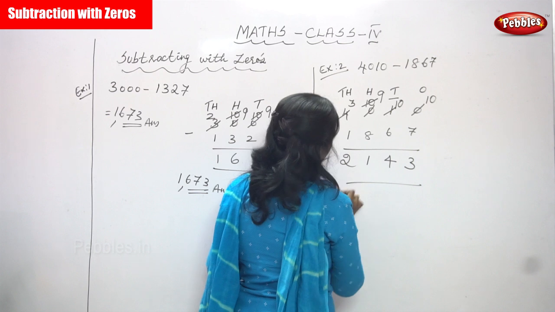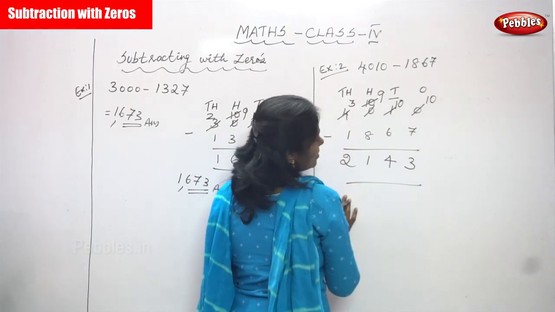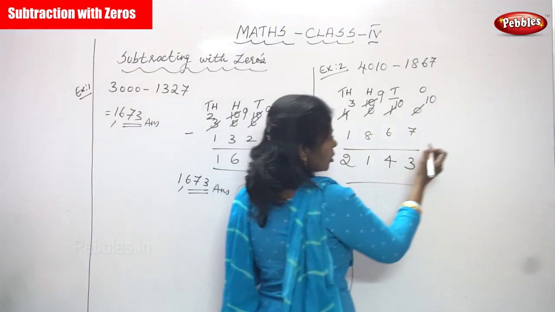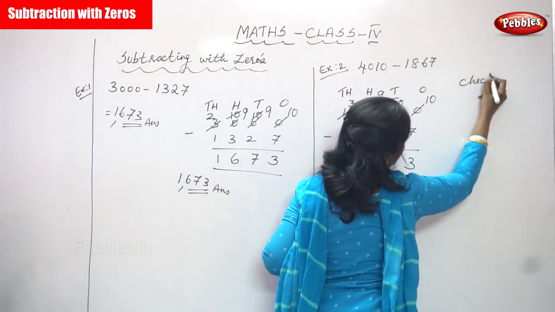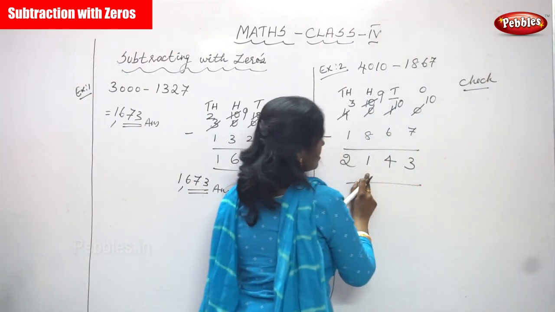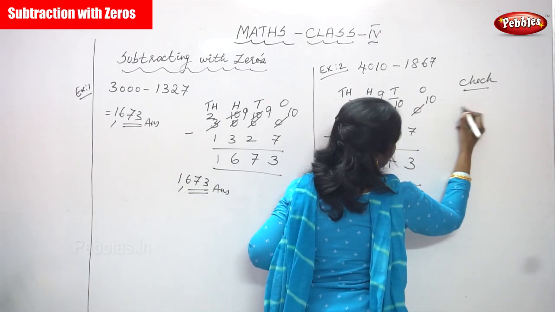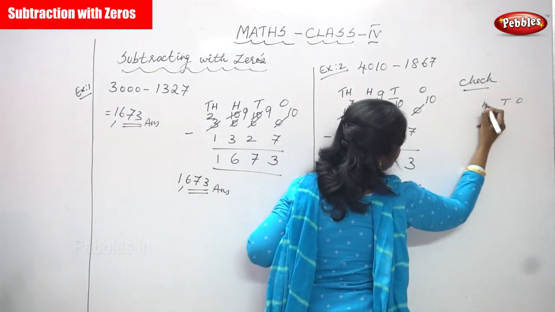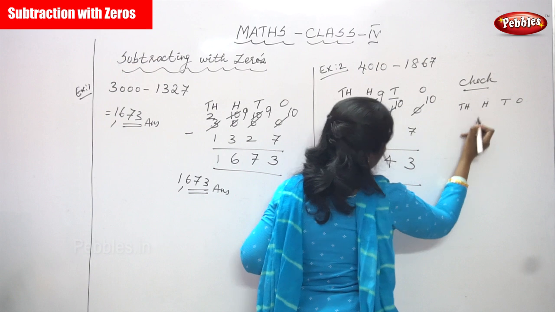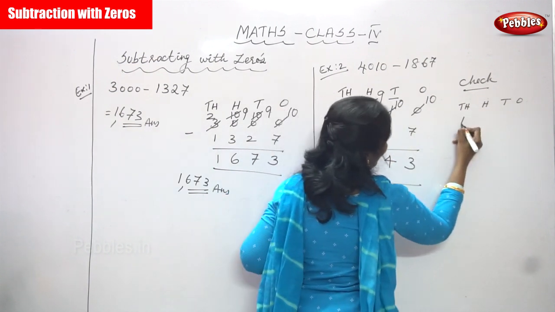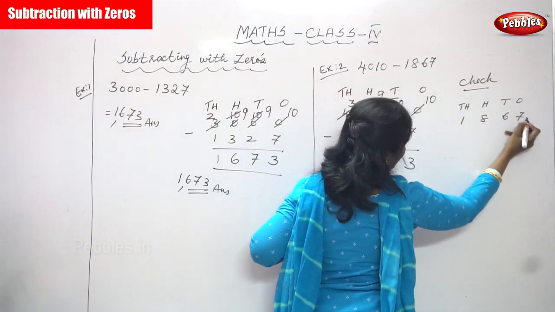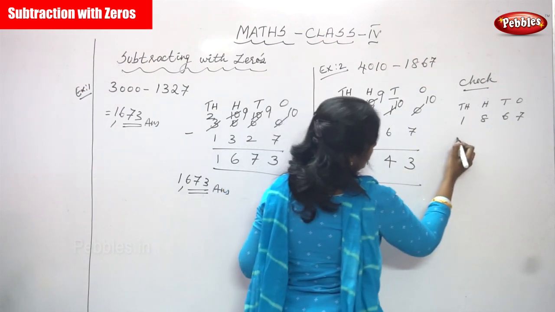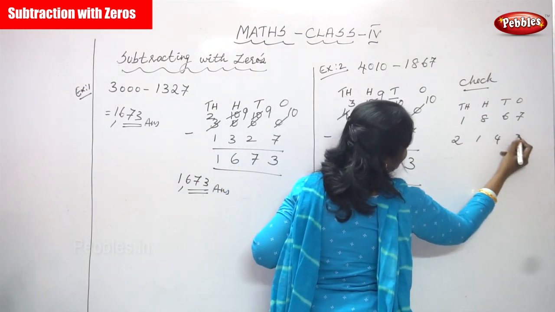So the answer is 2143. You want to check whether the answer is right or wrong, so you have to use the check method. The second number first you have to write, in ones, tens, hundreds and thousands. What is the second number? 1867, and the answer is 2143.